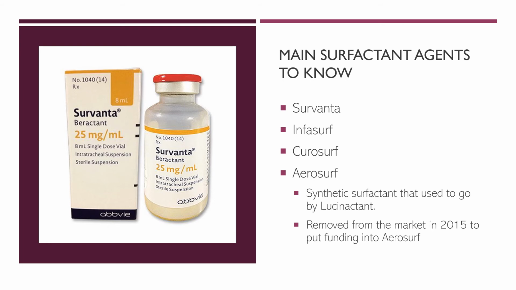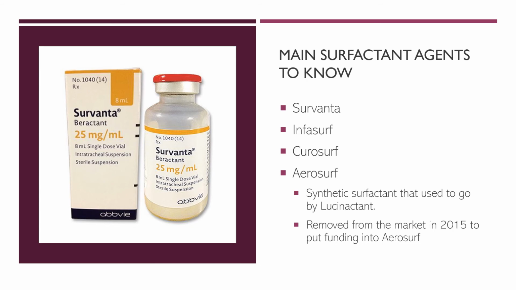To give a repeat dose, there must be evidence of continuing respiratory distress. The initial dose will be divided into 4 aliquots and given via a catheter. The infant must then be mechanically ventilated for 30 seconds or until stable. During the administration of each aliquot, the infant must be placed into varying positions.